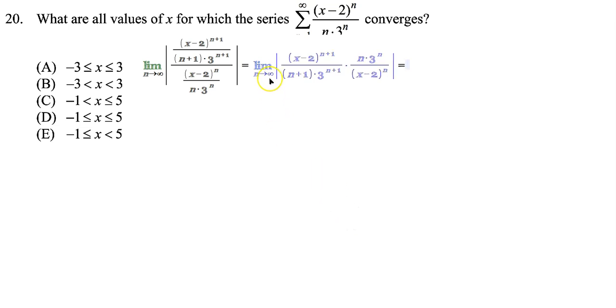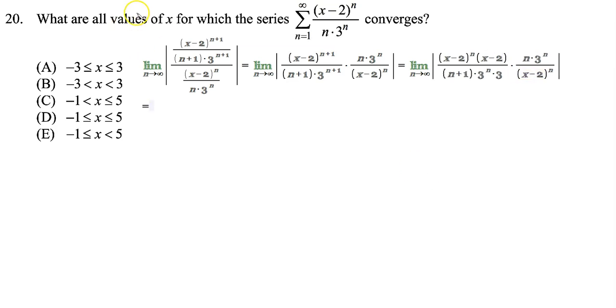From here, you also want to break this apart a little bit so things are easier to cancel. So that 3 to the n plus 1, you can write as 3 to the n times 3. And the (x minus 2) to the n plus 1, you can write as (x minus 2) to the n times (x minus 2). Then from here, cancel off what you can. This can be cancelled with this, and then this can be cancelled with this. And then what remains in the next stage is the limit as n goes to positive infinity of the following.